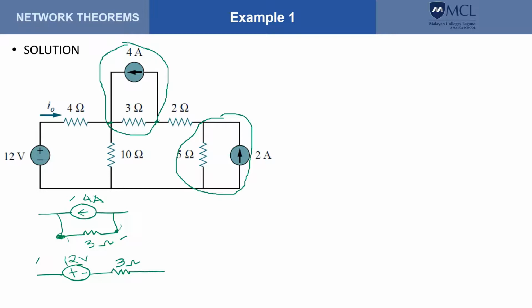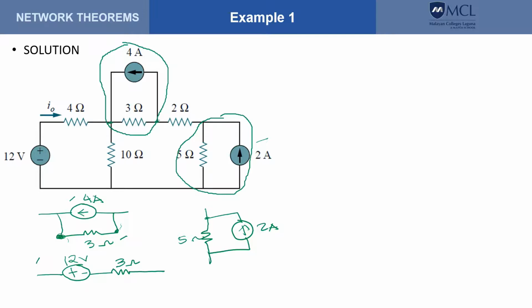So for this one, we have a resistance in parallel with the current source. So this is 5 ohms. This is 2 amperes.